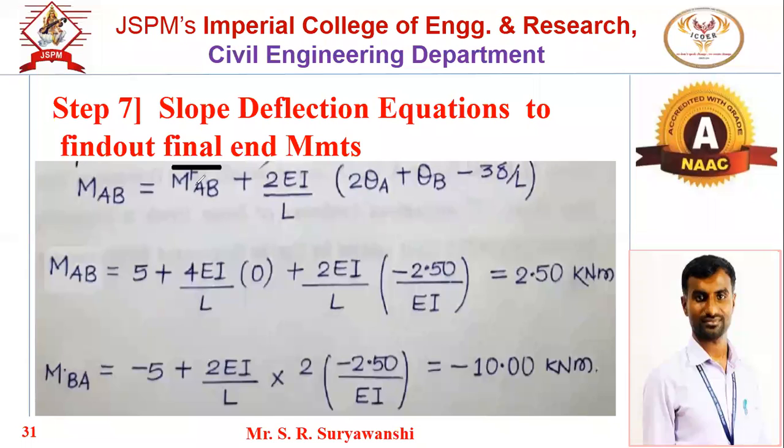Now put the value of M-bar_AB. Anti-clockwise moment is there, WL square by 12, so plus. Theta A term is 0. 2EI by L, what is L? That will be 2. And we get the answer as plus 2.5 kilonewton meter for M_AB. Now tell me, the moment is positive, so what is the direction of the moment? What is the direction of this moment?